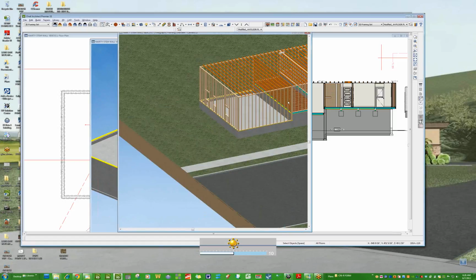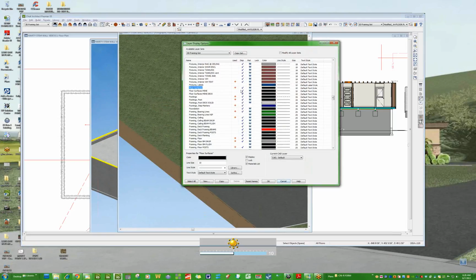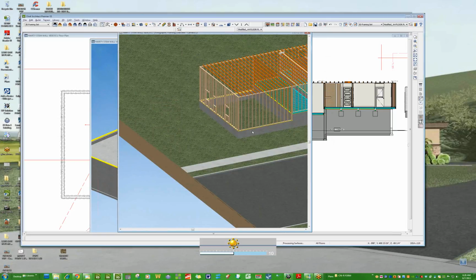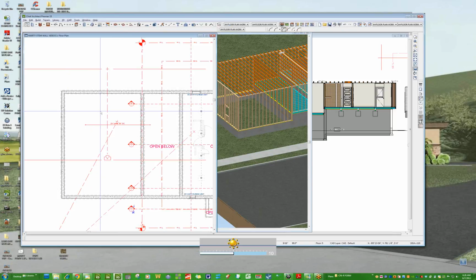So if I come over to here and go floor surfaces, turn it off, you think the slab's going to be gone? Yeah, it is. Because it's that virtual slab again. It's not a real slab. You've got to put your own slab in there to see it because it's a floor. It's the weirdest thing. But if I put a slab in there, I'm going to see it. So it's a floor surface.